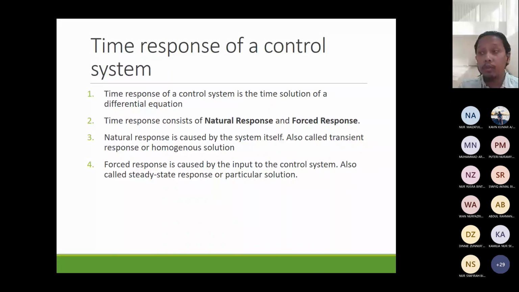Okay, so natural response is caused by the system itself, and sometimes it's called transient response or homogeneous solution, while the forced response is caused by the input to the control system. So it is also called particular solution or steady state response.